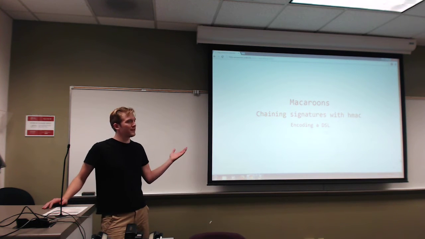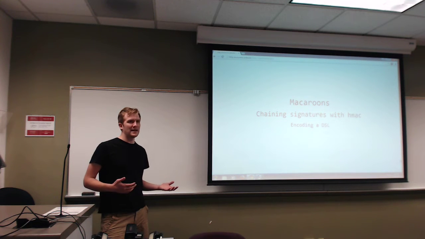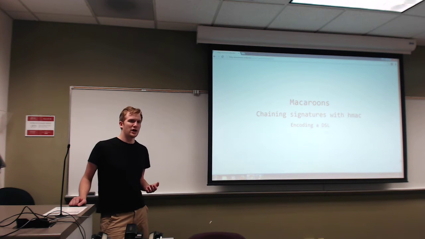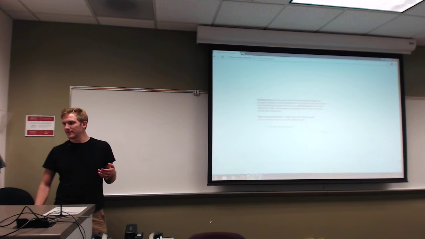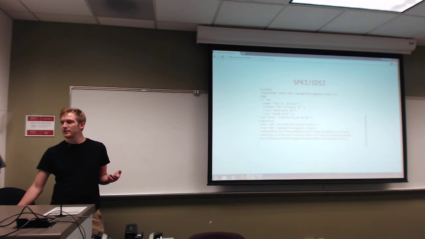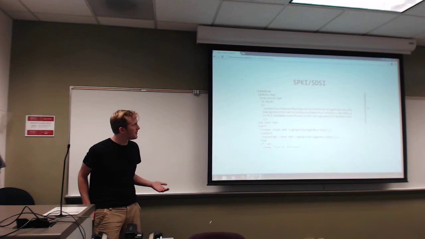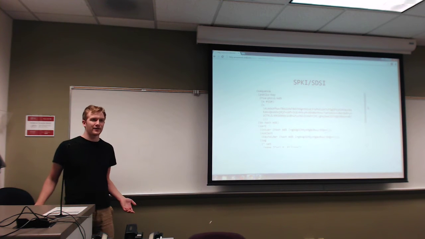Skip forward, because SPKI/SDSI was, I want to say, the late 90s, the early 2000s. It didn't really catch on because it was very complicated. Again, these certificates were huge, like S-expressions, and they almost looked like Lisp programs, and so it didn't really catch on because it was complex.